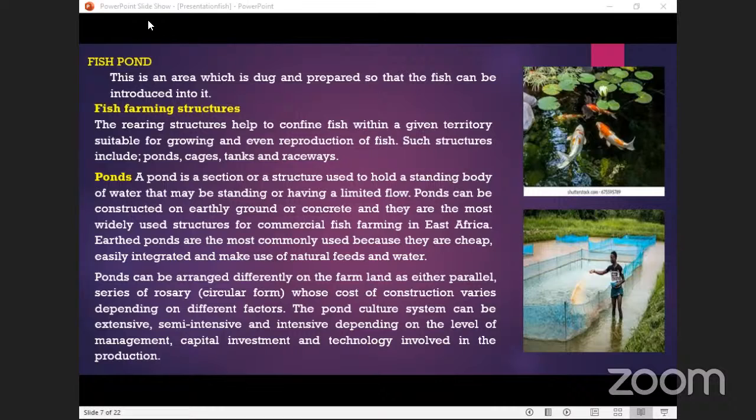All right, thank you. So a fish pond simply means a section or a structure used to hold a standing body of water that can be standing or having a limited flow. Ponds are widely used structures for commercial fish farming in East Africa. Are you able to see at the extreme corner here where we have these pictures? This parcel has enclosed water in one area, but the water has the ability to move out and come back. But the fish has no ability to escape out of the nets.